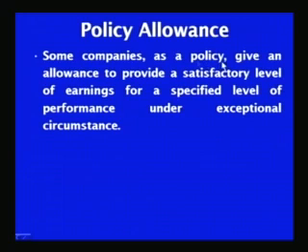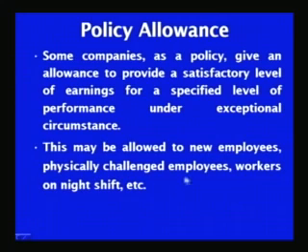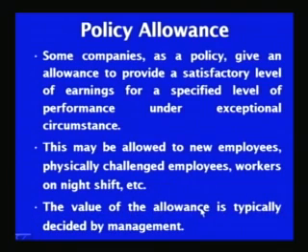The companies, as a policy, many times decide to give an allowance to provide a satisfactory level of earning for a specified level of performance under exceptional circumstances. So, as a policy, organizations decide that some allowances are to be given to the workers, so that they can earn enough to support their lives, provided they are up to a specified level of performance. This may be allowed to new employees, physically challenged employees, or workers who are working in the night shift. The value of this allowance is typically decided by the management.